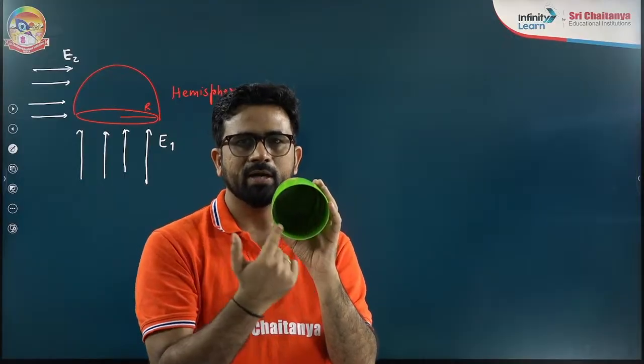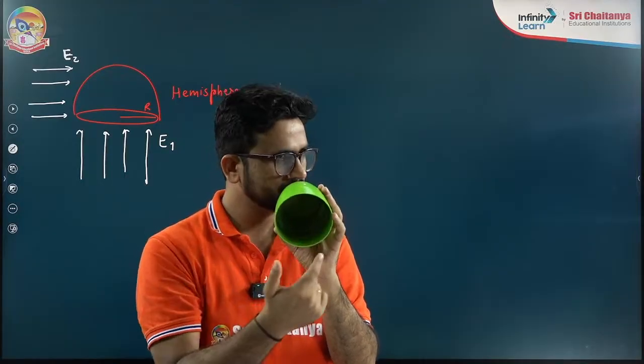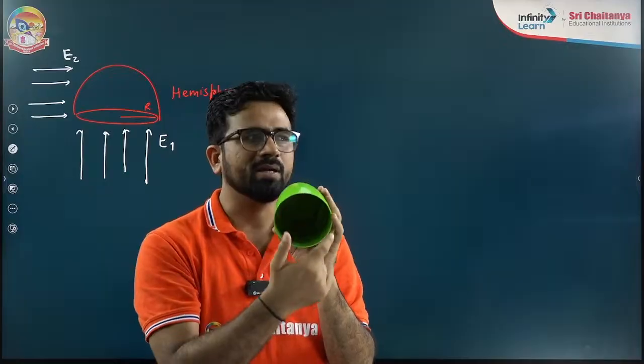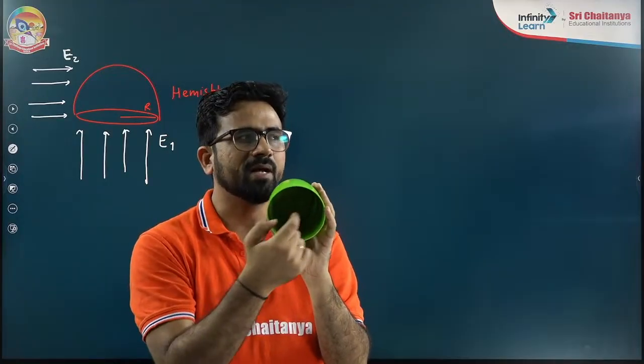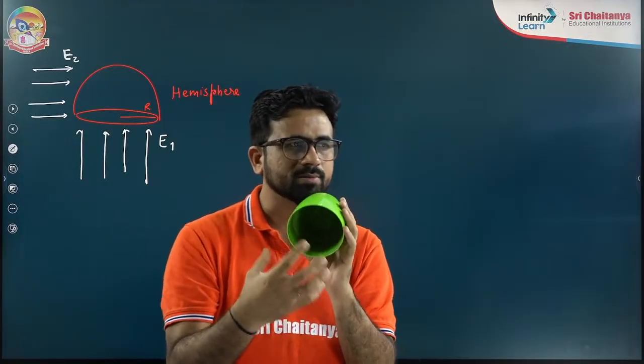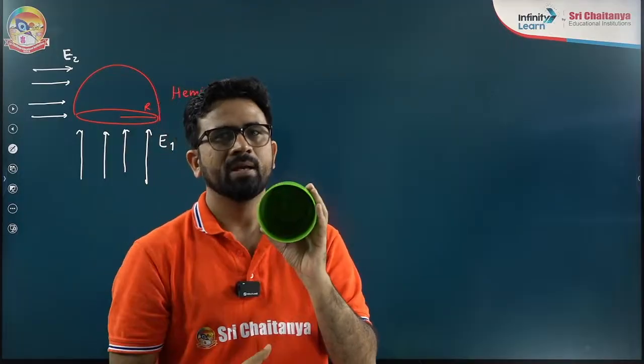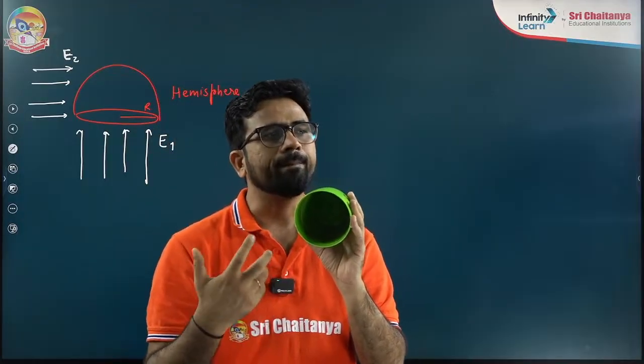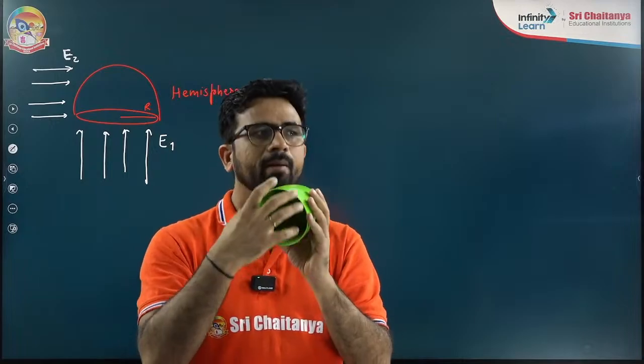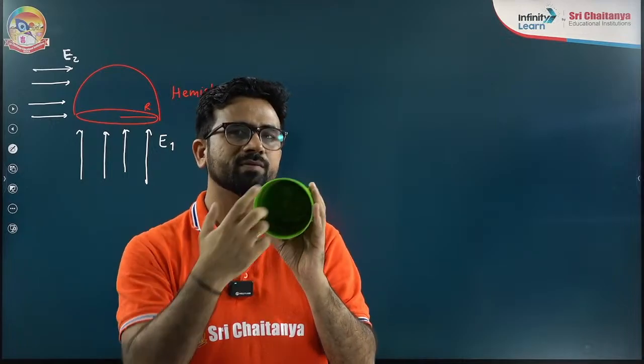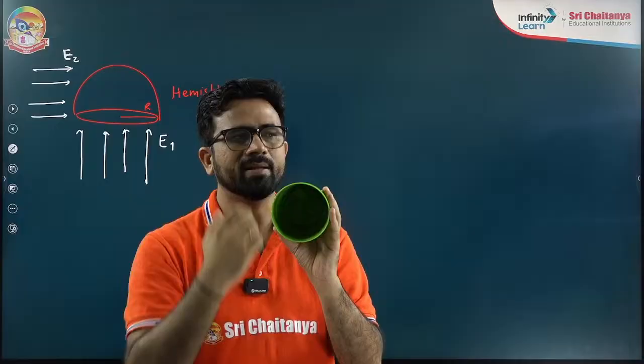So what is the area of this circle? Can anyone tell me, beta? If the radius is r, what is the area of the circle? That is equal to pi r square. This is the area of this circle, so the area of this circle is nothing else but pi r square.